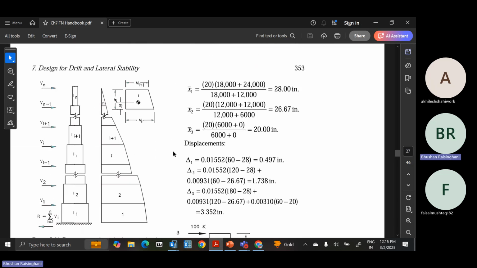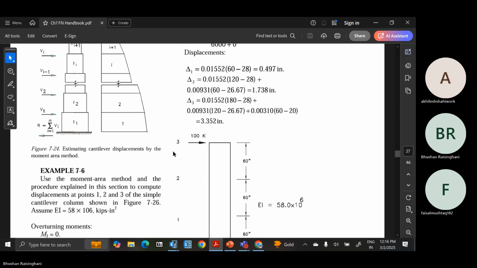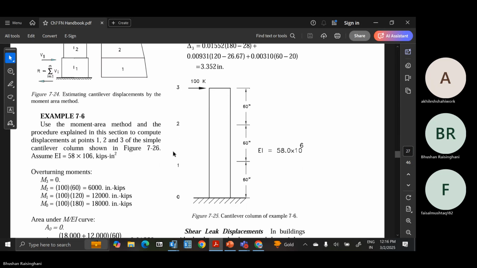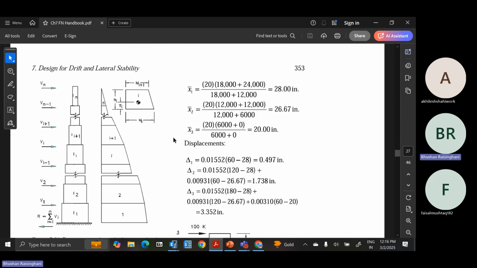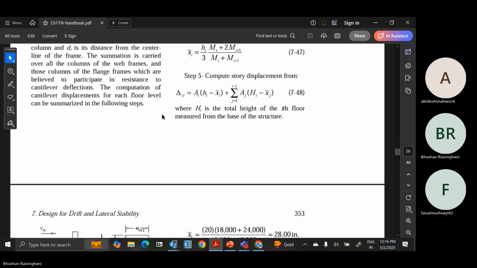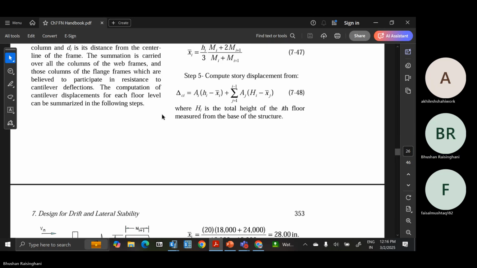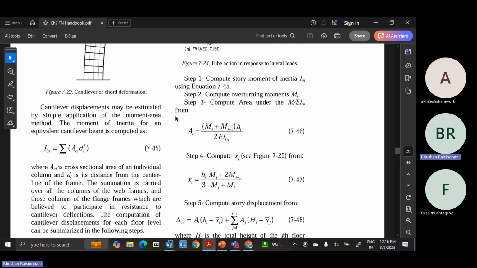So this is not like in one lecture we can cover everything, but this is a full analysis provided for one small example. The step one is to compute the story moment of inertia. Now, what is the story moment of inertia? For the entire story, what is the moment of inertia? Using equation 7.45, so ΣAci di².